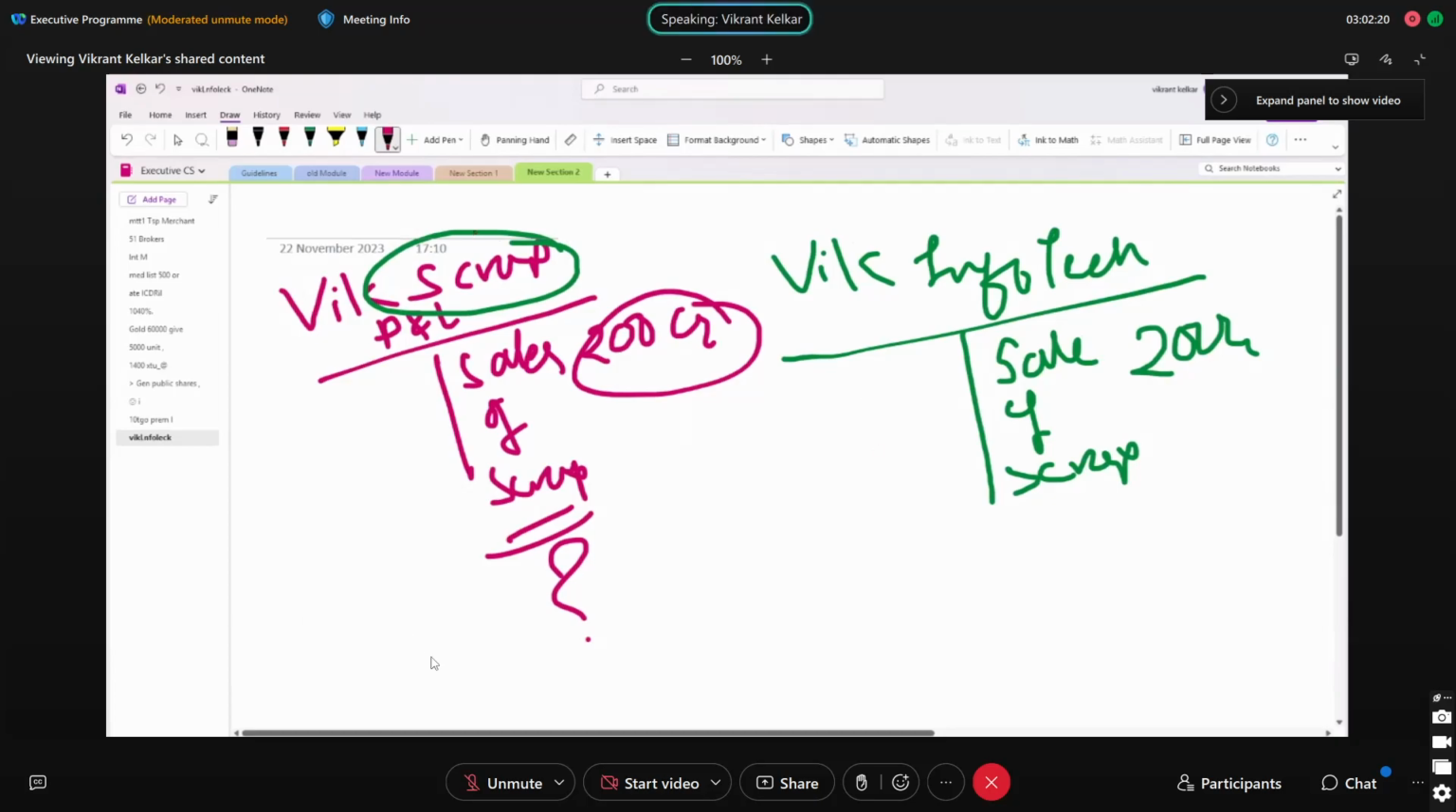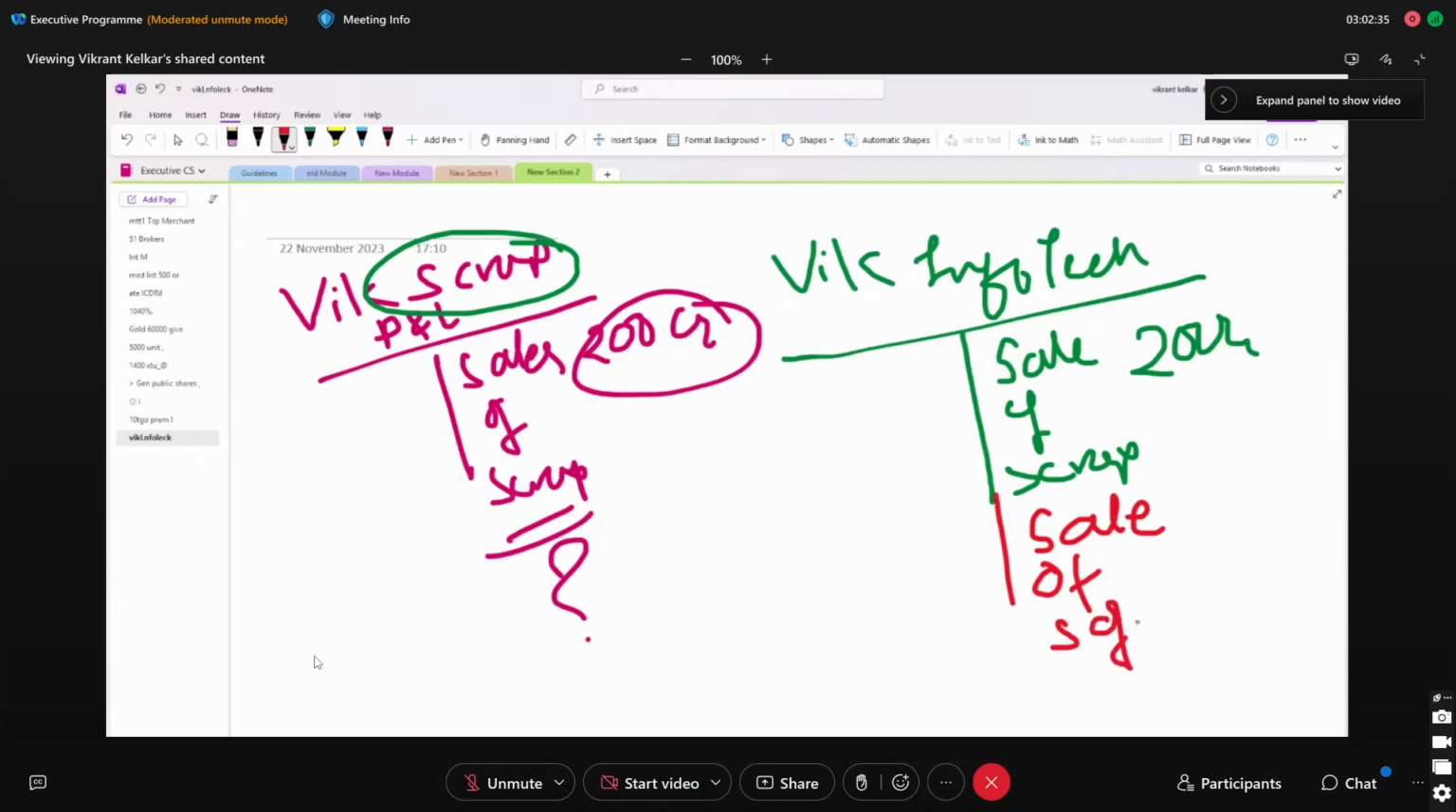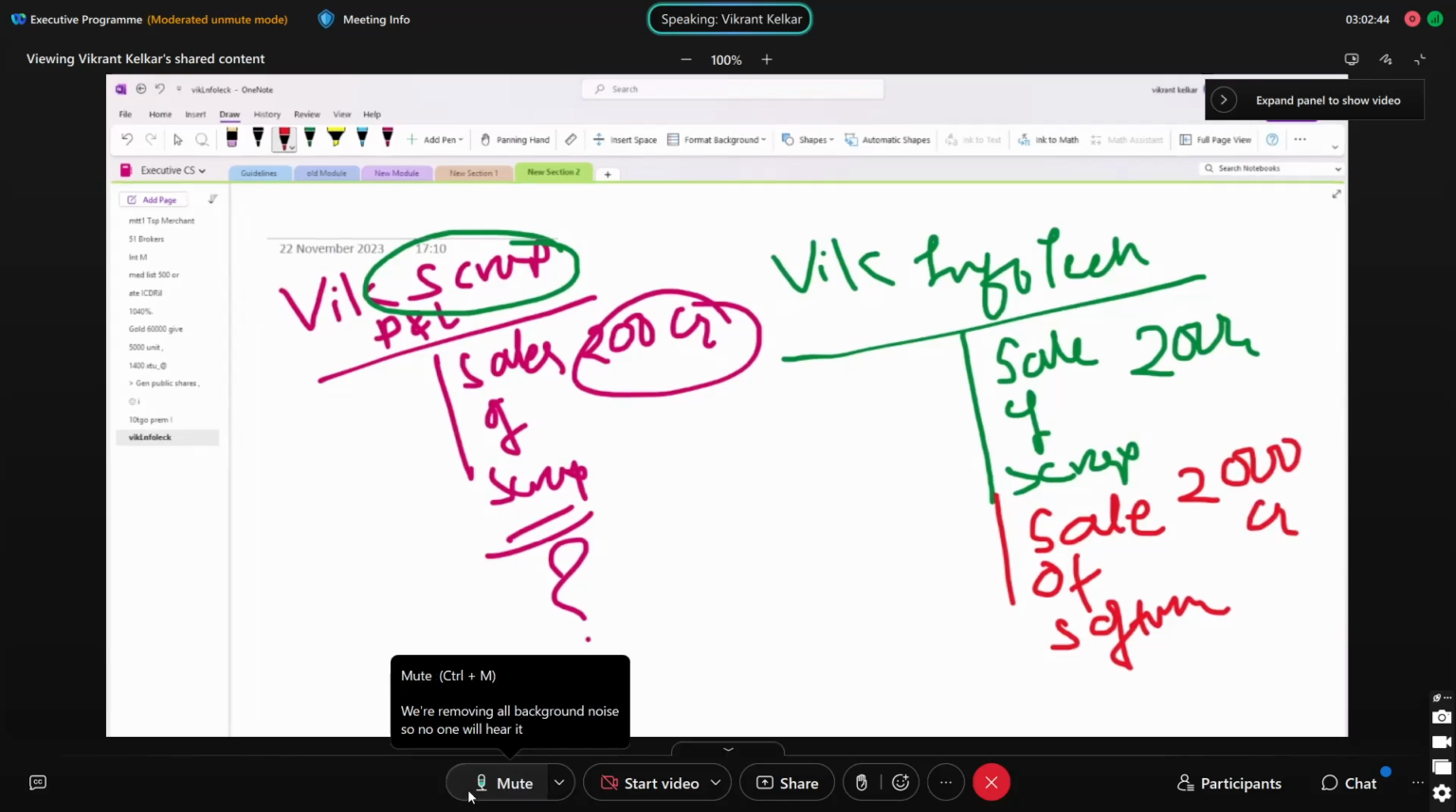I am genuinely changing my business from scrap to Infotech, and in addition to this scrap sale of 200, I am having an additional amount on the credit of P&L, sale of software, and I am earning 2,000 crore by way of sale of software. Is that also possible? A genuine case. Sanjay, are you getting the point?